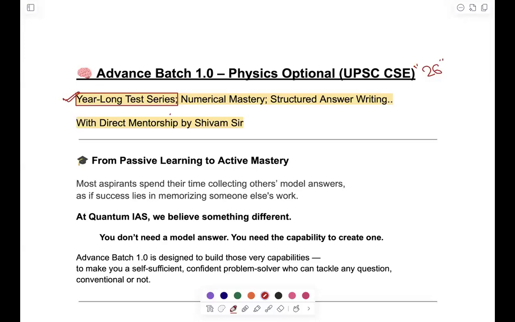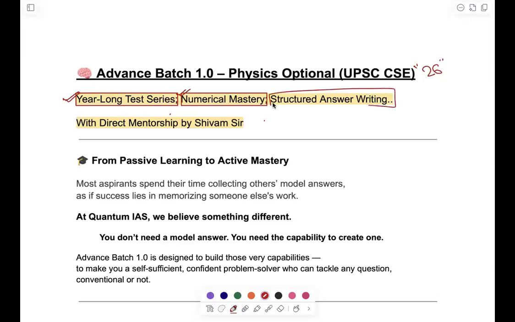Each week you have a test. Then we will be focusing upon numerical mastery. We know that paper number one is now mostly numerical oriented. In paper number two also, the paper is shifting towards the numerical nature. And when it's numerical, there is a pro as well as a con. The pro is that when you solve the numerical correctly, the chances of getting very good marks increase. But when you solve the numerical incorrectly, or there is an inaccuracy in your answer, then the chances of getting marks drastically decrease also. So there are both sides to this numerical.